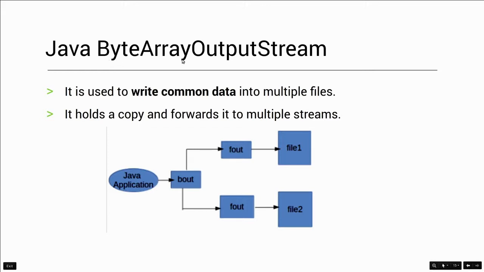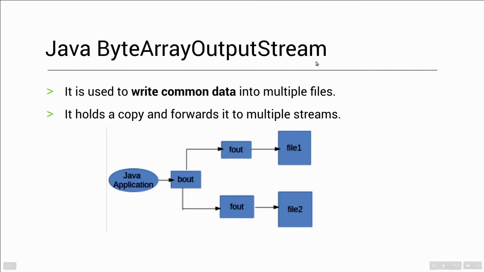Actually, what is ByteArray? ByteArray means that for any data, you can convert the data to an array of bytes. For example, if you have some audio file or video file or some image or some string data, you can convert those data to a byte array. What is an output stream? An output stream is a stream that is used to write data from a program to a file. So that is the purpose of the output stream.